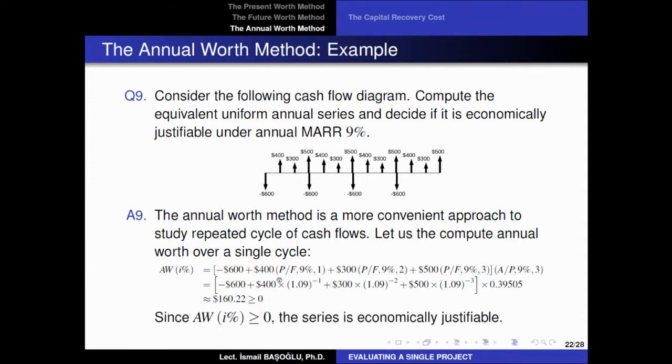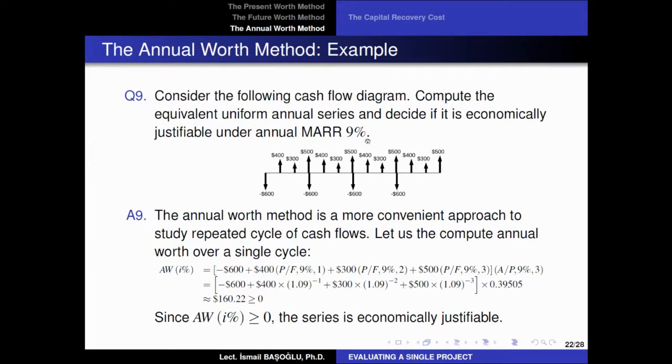Now, the single payment present worth factor is calculated as 1 plus the interest rate, which is 1.09, to the power of minus number of years. And after calculation of all of this, for 3 years, then we are going to multiply the present worth with the uniform series capital recovery factor for 3 years under 9% interest rate to calculate the equivalent yearly payments for this present worth, which is going to be $160.22.